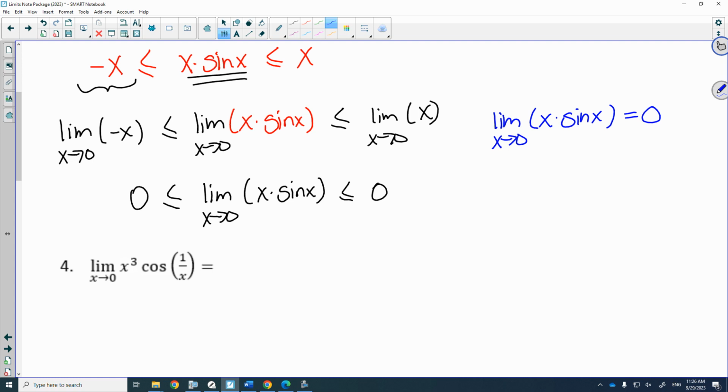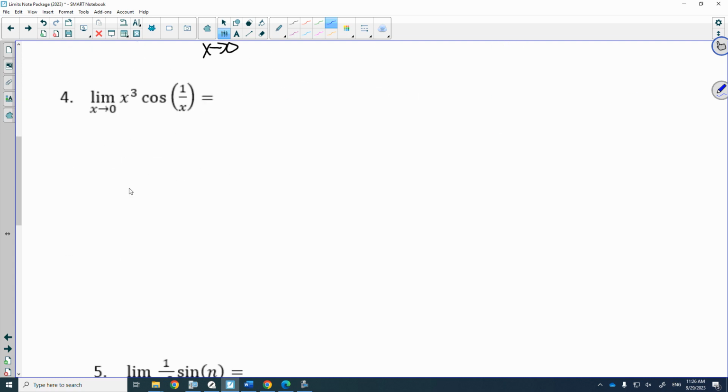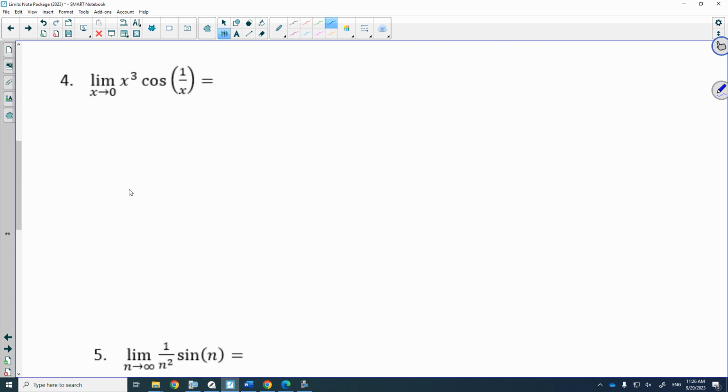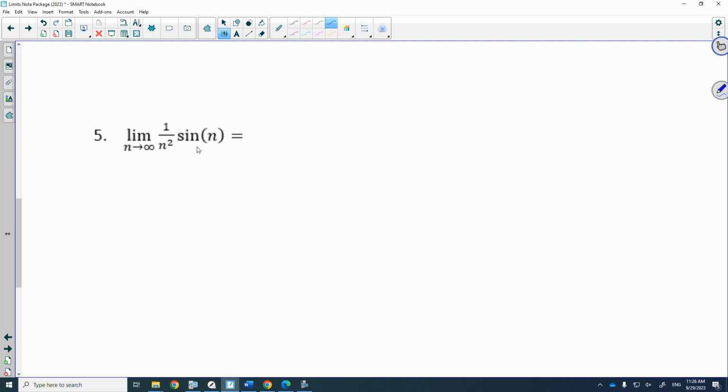Okay, let's do the same thing for, let's actually skip this one, and let's do number 5 next. It's a trig function, and it's sine. So what we do when we have trig functions is I know that the sine of n, a sine graph, we always say is between 1 and negative 1.